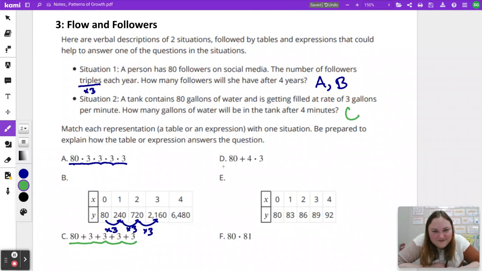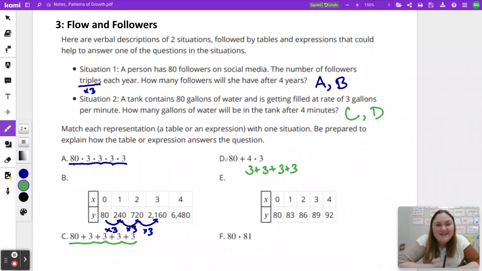We got 3 more. For D, I've got 80 plus 4 times 3. It's similar to A and C because, again, I see that 80 there, but 4 times 3 might be tempting because you see that multiplying by 3. It might be tempting to think situation A, but think about what we said multiplication means. 4 times 3 is just saying I've got 3 in 4 places. 4 times 3 is the same thing as 3 plus 3 plus 3 plus 3. D is another one that's going to go with situation 2.